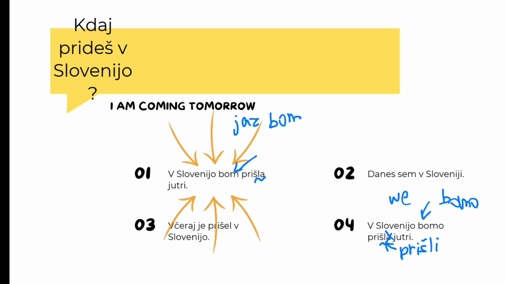Now, why is 2 wrong? "Danes sem v Sloveniji." So this is a completely different sentence. Today I am in Slovenia. It means it's in present tense. And the third one is wrong because "včeraj je prišel v Slovenijo" means yesterday he came to Slovenia. So yeah, if you chose 1, you were correct.